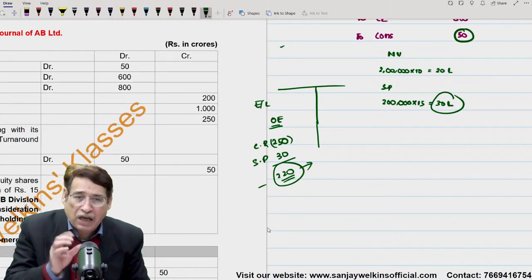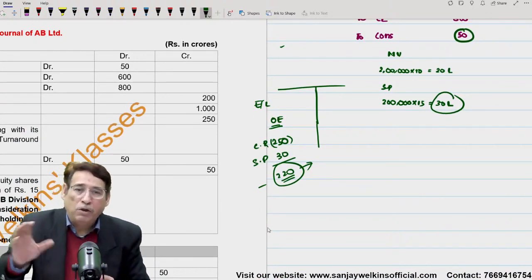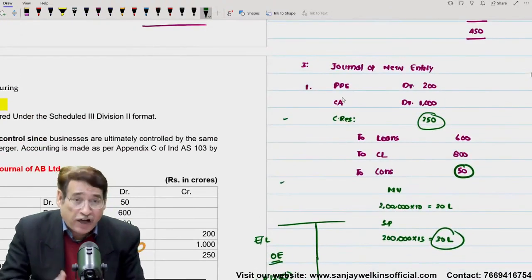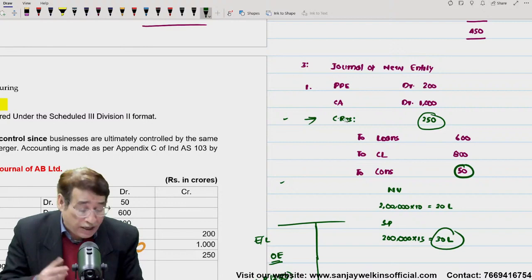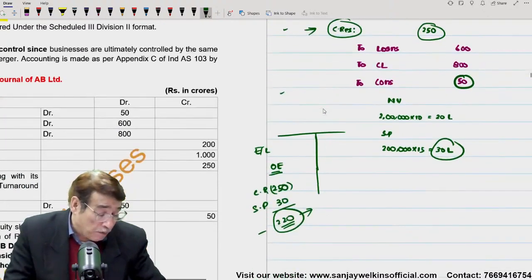Number one, assets and liabilities will be taken over at book value. And number two, as I told you, no new assets will be recognized. That is the reason why we are refraining from writing goodwill here. Correct? Because no new assets should be recognized. That is why I am writing capital reserve here. Is it clear to you?